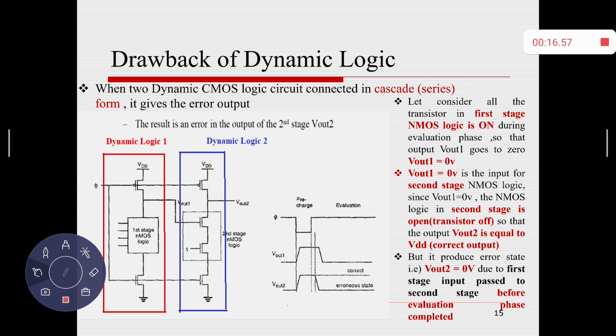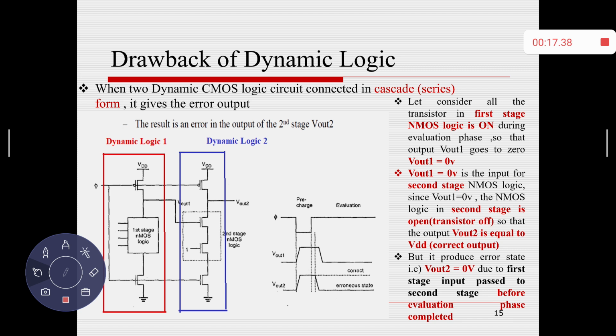During pre-charge operation, the PMOS transistors of dynamic logic 1 and dynamic logic 2 are both connected. So V out 1 will stay at 5 volt, and V out 2 also stays at VDD level. Practically speaking, after the evaluation phase of the first stage is completed, the output of the first stage is connected to the input of the second stage.